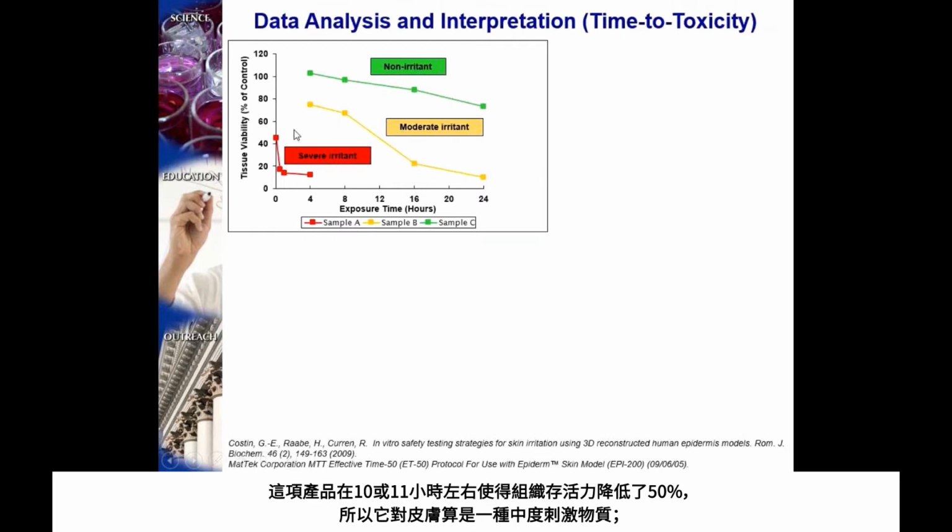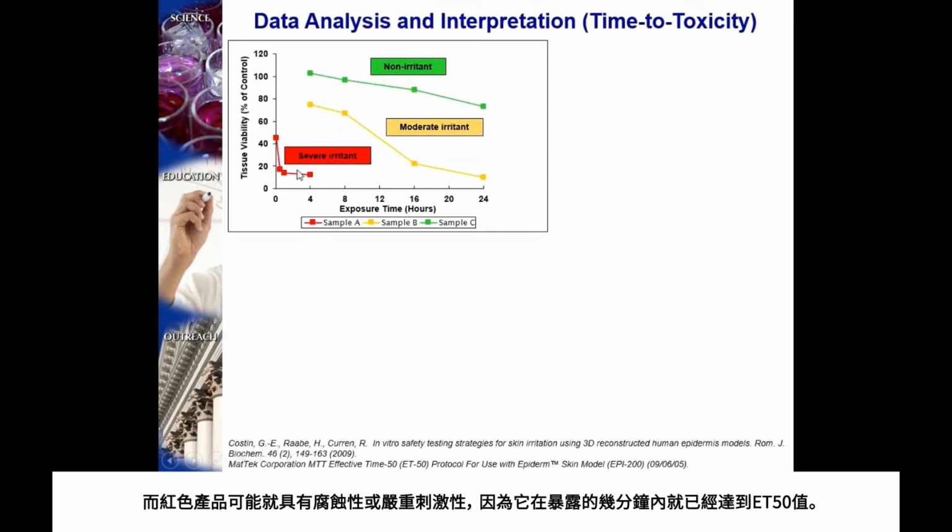This product induced a 50% reduction of tissue viability around 10 or 11 hours. So it could be a moderate irritant to skin. Whereas the product in red is probably a corrosive or a severe irritant, because the ET50 value was achieved probably in the first couple of minutes of exposure.